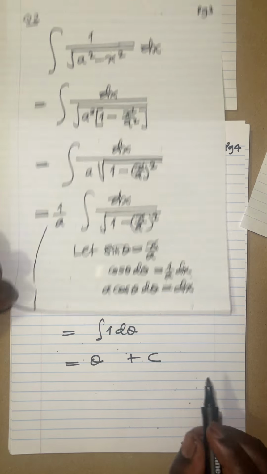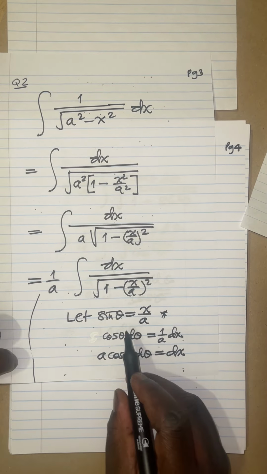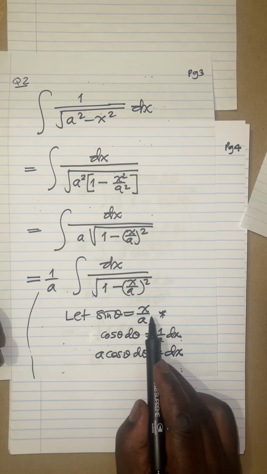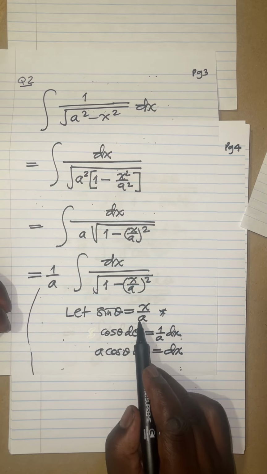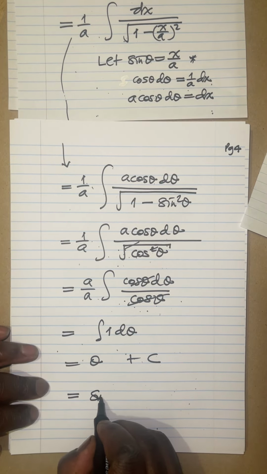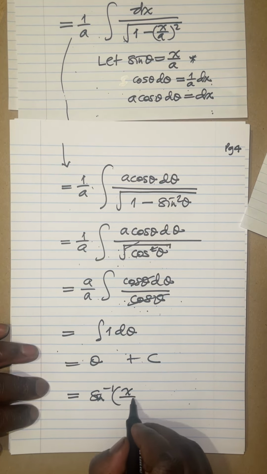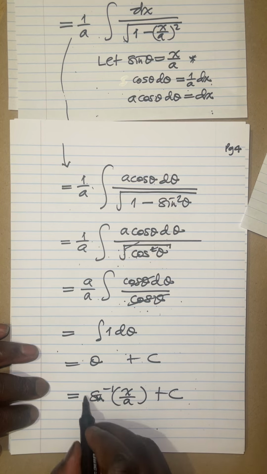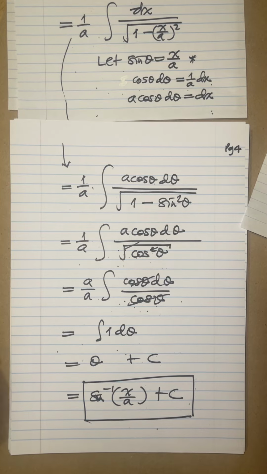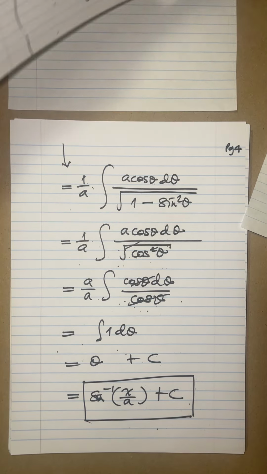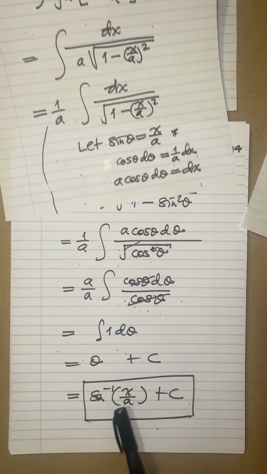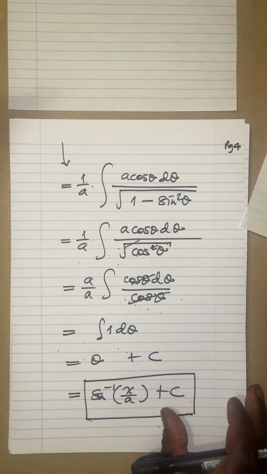Let's move back to here. Remember, if you want to solve for theta here, you're going to take the inverse sine on both sides. So theta is going to be equal to sine inverse of x over a. So this changes to sine inverse of x over a, and then we are supposed to say plus c. And that's our final solution to question number 2. Right, remember, this is where we're coming from. The solution to this one here by trig substitution is this one, our final solution.